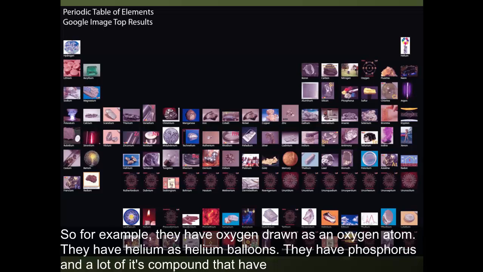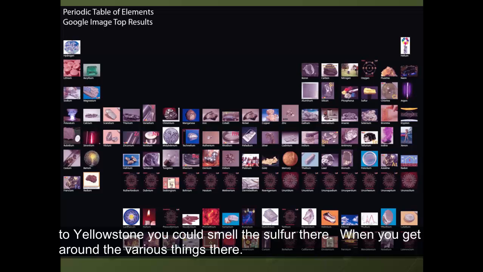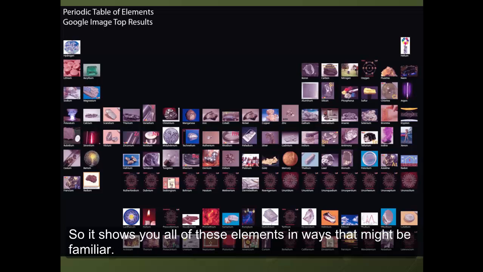They've got examples of things that you're probably more familiar with that have to do with each of the elements. For example, they have oxygen drawn as an oxygen atom. They have helium as helium balloons. They have phosphorus and a lot of its compounds that have pretty colors in them. Sulfur is usually yellow. If you've ever been to Yellowstone, you can smell the sulfur there when you get around the various things there. So it shows you all of these elements in ways that might be familiar.